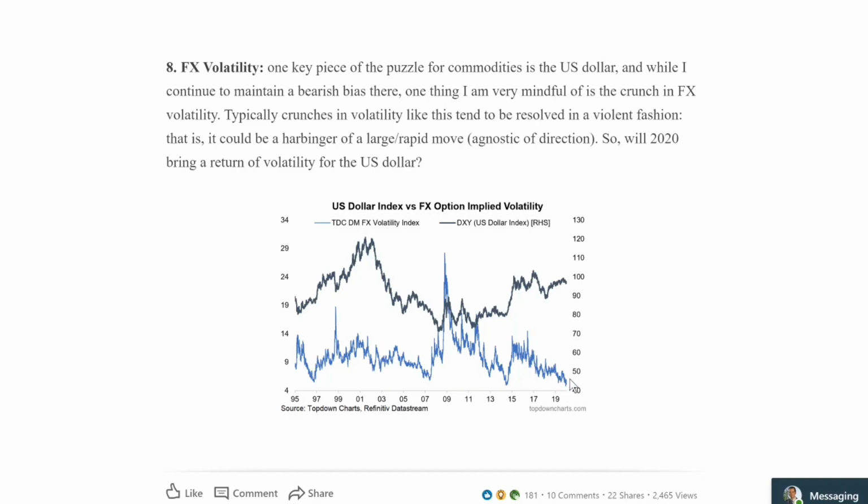So the point is, I would say bullish FX volatility, bullish on the prospect of a return of volatility for currency market volatility. And actually that would be agnostic of direction, as I mentioned there. So, while I'm sitting here telling you that I've got a bearish case for the US dollar, that could be wrong, and it could surge to the upside. But if I'm right, it would be a collapse to the downside.